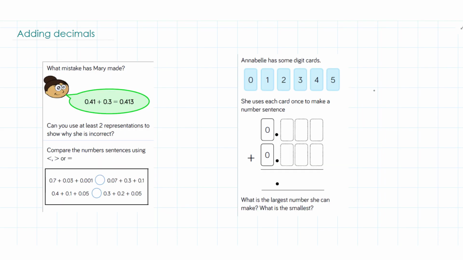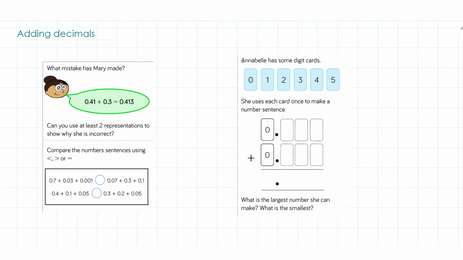Here we've got 2 problems to make you think a little bit more deeply about all of this. So in the first one, Mary's made a mistake. Can you explain it? Can you use at least 2 representations to show why she's incorrect? And then a second question where you have to put in the correct symbol in the circle: smaller than, greater than, or equal to.